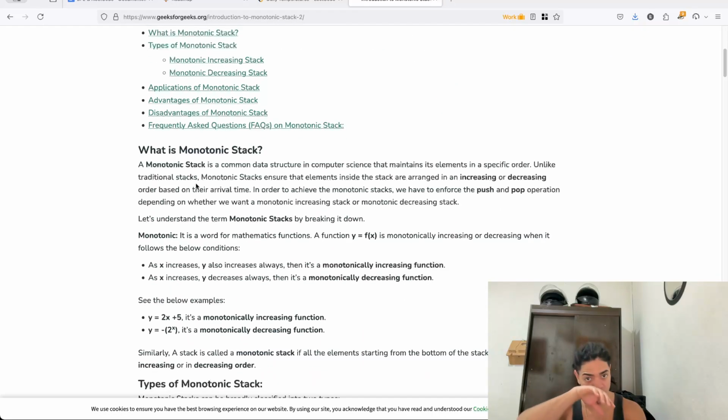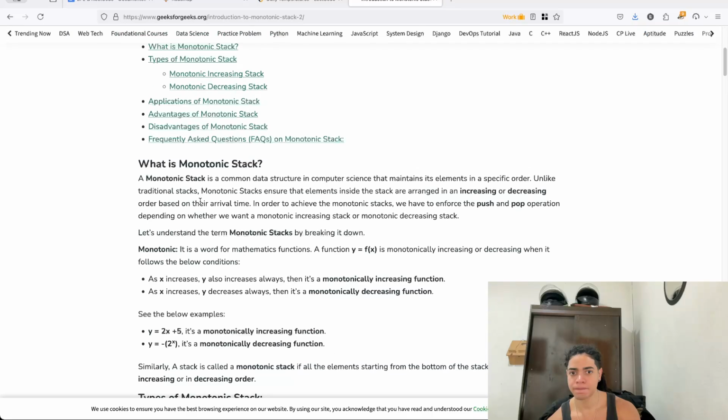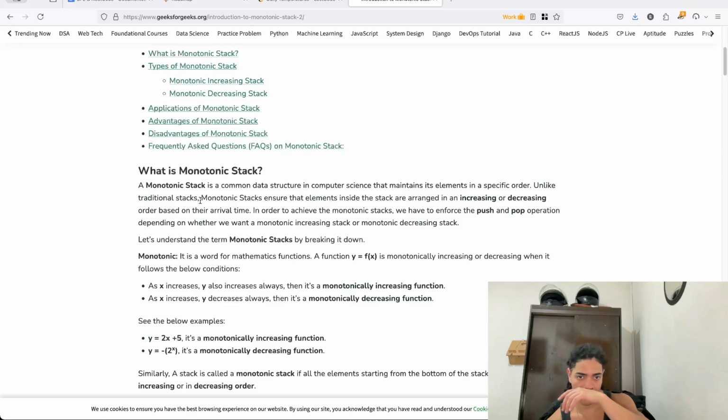A monotonic stack is a common data structure in computer science that maintains its elements in a specific order. Unlike a traditional stack, a monotonic stack ensures that elements inside the stack are arranged in increasing or decreasing order on their arrival time. To achieve this, we have to enforce push and pop operations depending on whether we want a monotonic increasing stack or a monotonic decreasing stack.